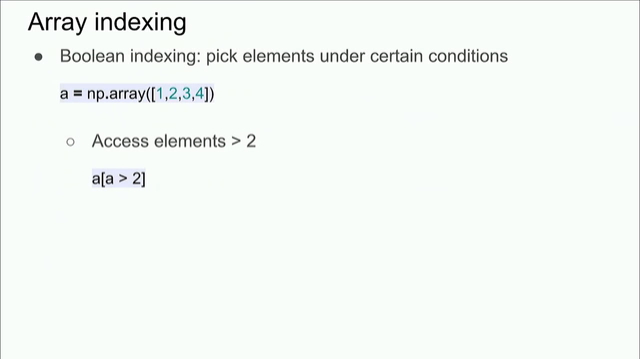As a concrete example, we construct an array containing 1, 2, 3, and 4. It is a 1D array. And here we are given a condition that we want to access the elements that are larger than 2. So basically, instead of checking manually which element is larger than 2 and giving the corresponding index to access the value, you can simply do A larger than 2 as the indexing array. You put it into the bracket, and this will return the values that are larger than 2.